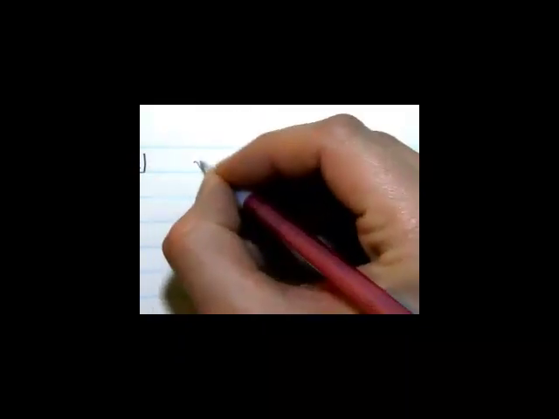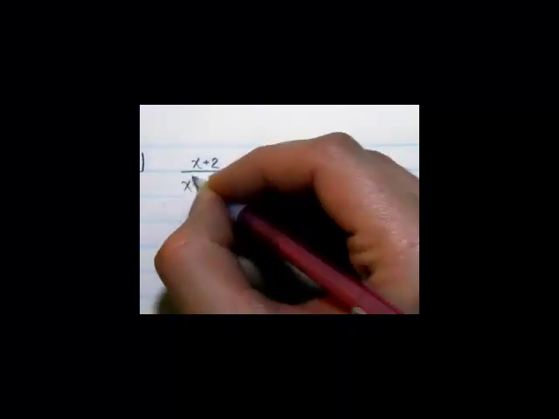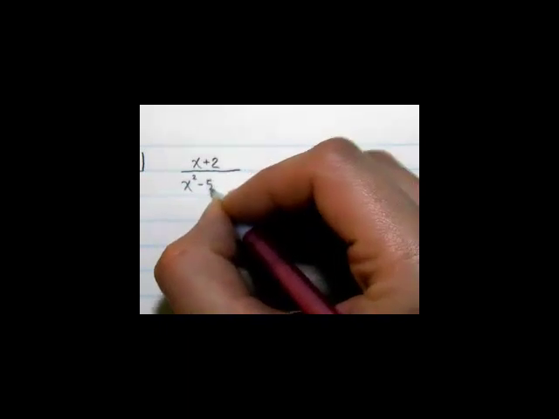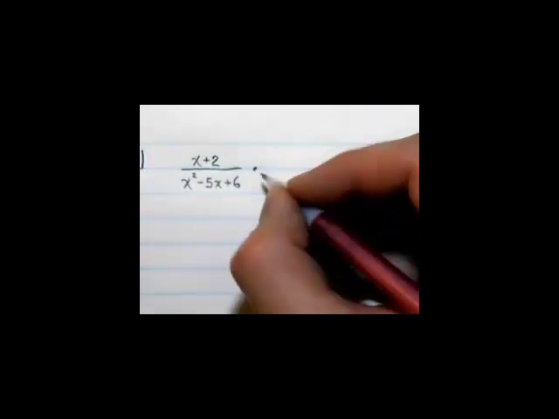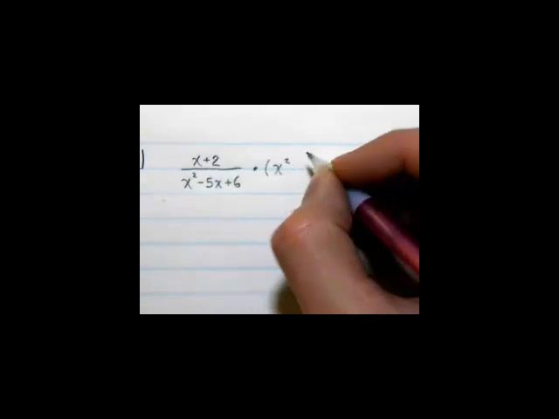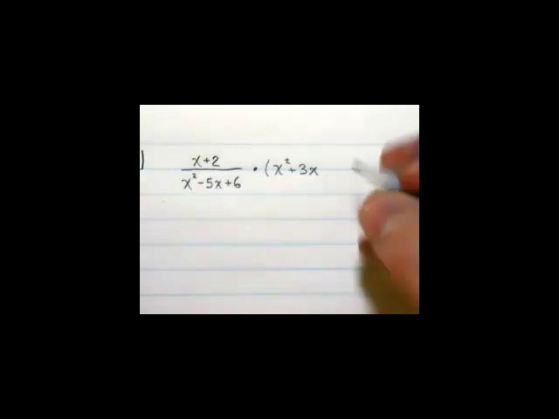All right, so how about we'll do x plus 2 over x squared minus 5x plus 6, and then we're going to multiply that by x squared plus 3x plus 9.